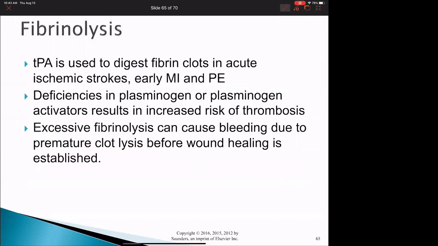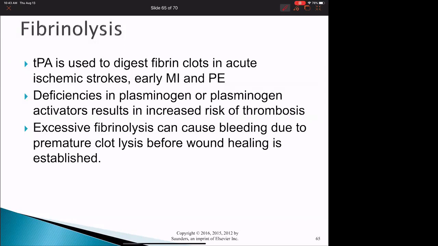Okay, let me keep on going with fibrinolysis. So TPA is used to digest fibrin clots in acute ischemic strokes and early myocardial infarction and pulmonary embolisms. Deficiencies in plasminogen or plasminogen activators result in increased risk for thrombosis, okay, because you cannot activate fibrinolysis. Excessive fibrinolysis, on the other hand, can cause bleeding issues due to premature clot lysis before the wound healing has been established, right? So does that make sense?